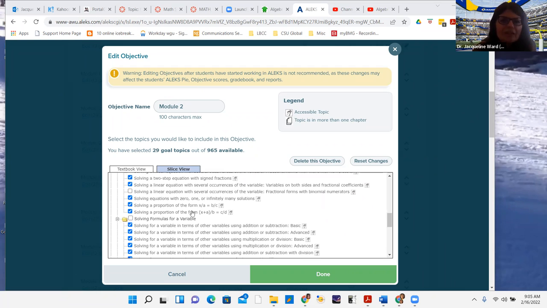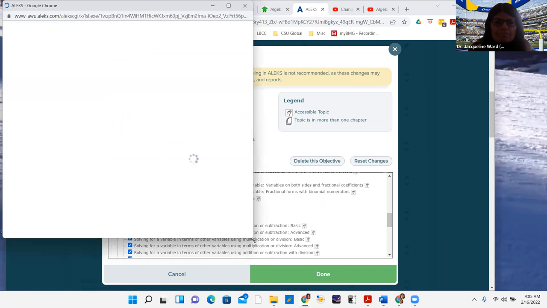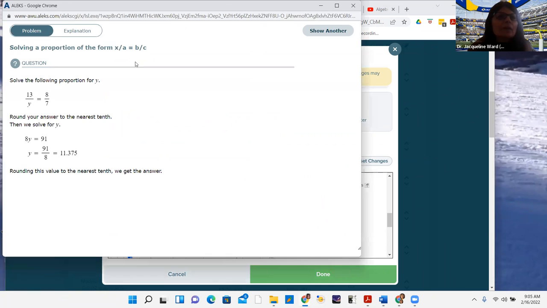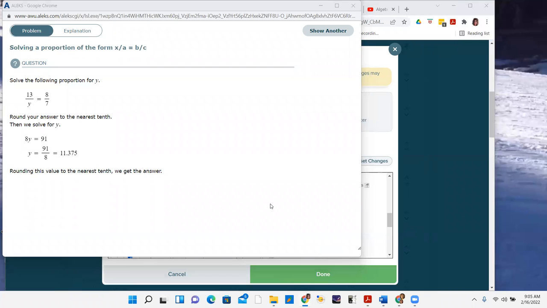All right. So we left off last time talking about the different types of equations. And we're going to continue on here with solving these proportions. Okay, so this is all solving linear equations. Okay, so when you have a proportion, one of the things you can do is to cross multiply.